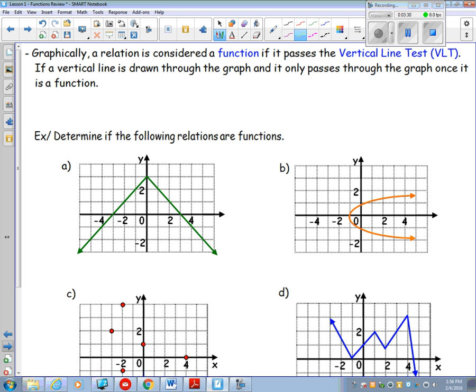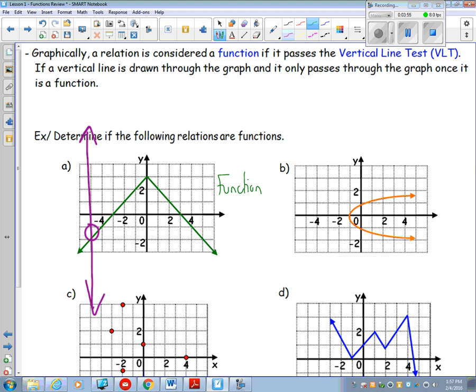So for example, in this first one here, if I were to draw a vertical line right down my graph right here, I only go through the graph one spot, right there, one time. And it doesn't matter where I move this line to, I still only go through the graph once. Okay, it does not make a difference. There's only one point of intersection. So this graph here is a function, for sure.